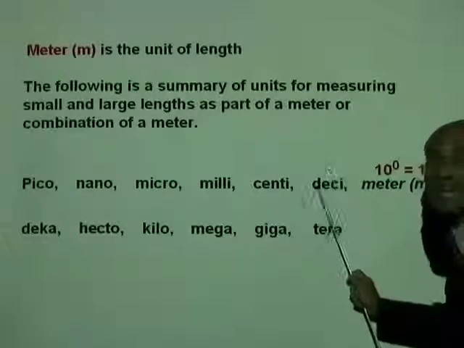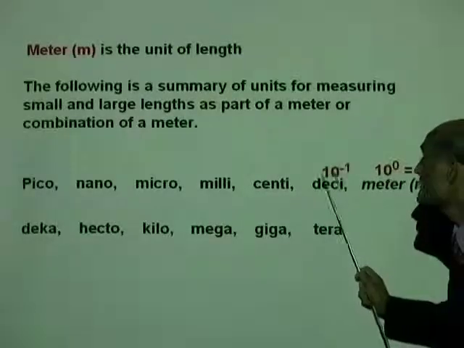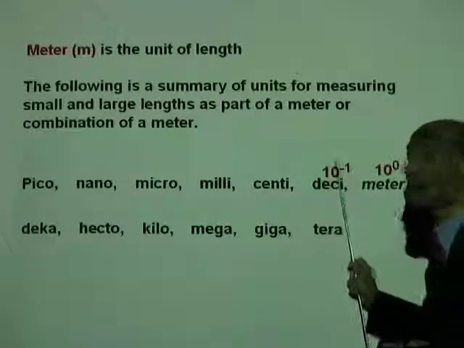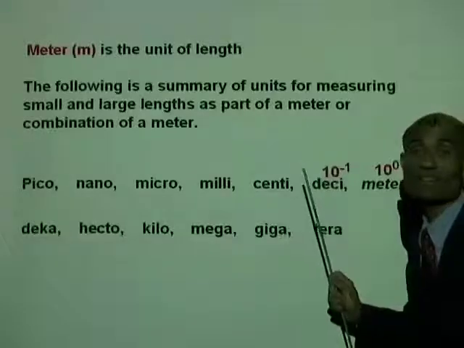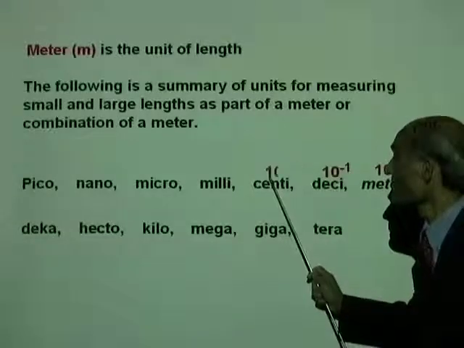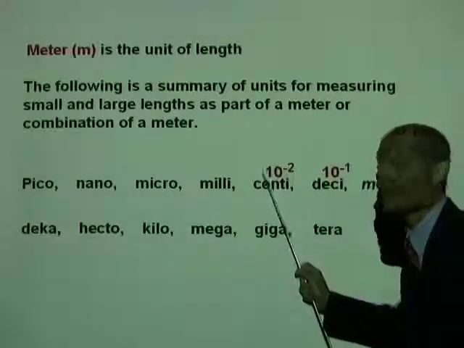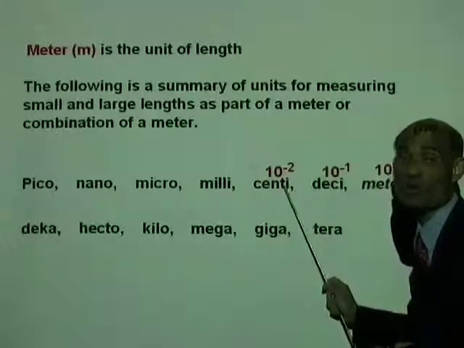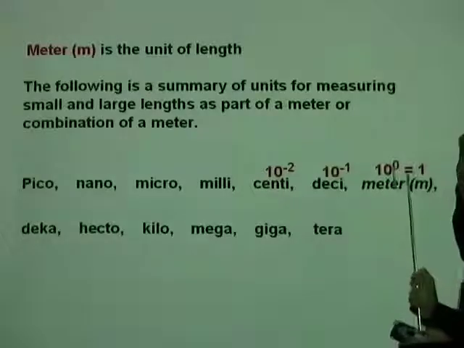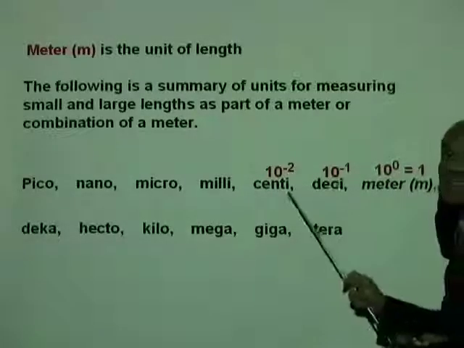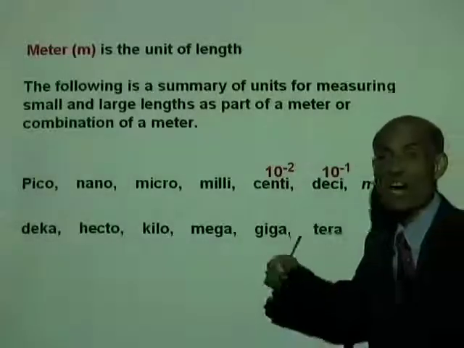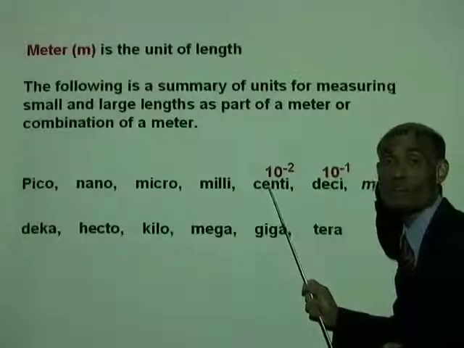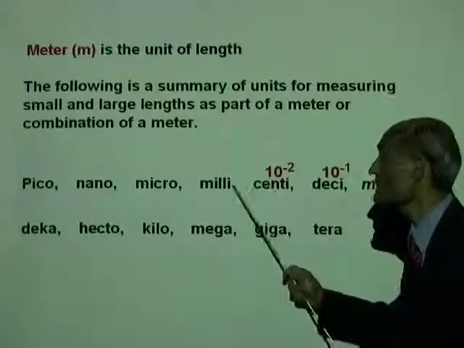And 1/10 of a meter is called a decimeter. Look at this, 10 to the power of -1. 1/10 of a meter. 1/100th of a meter is called a centimeter. So how many centimeters are there in a meter? A centimeter is 100th of a meter. That means there are 100 centimeters in a meter.